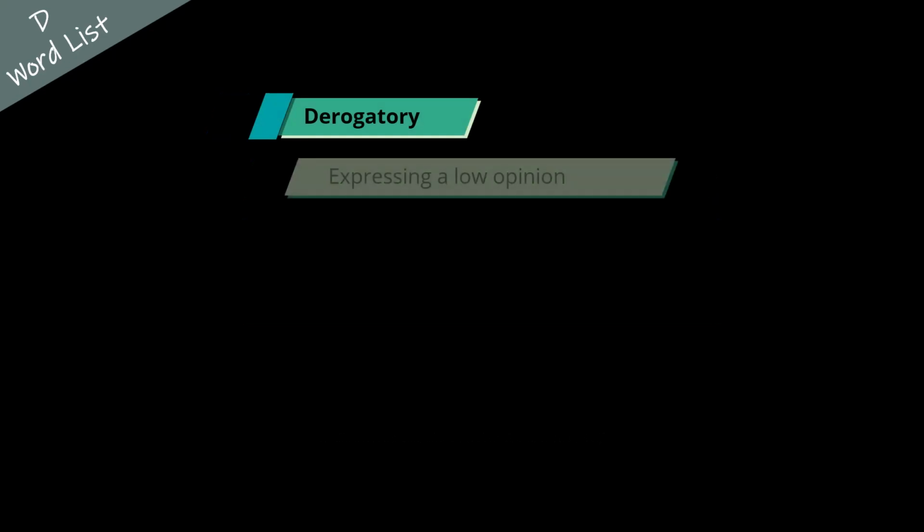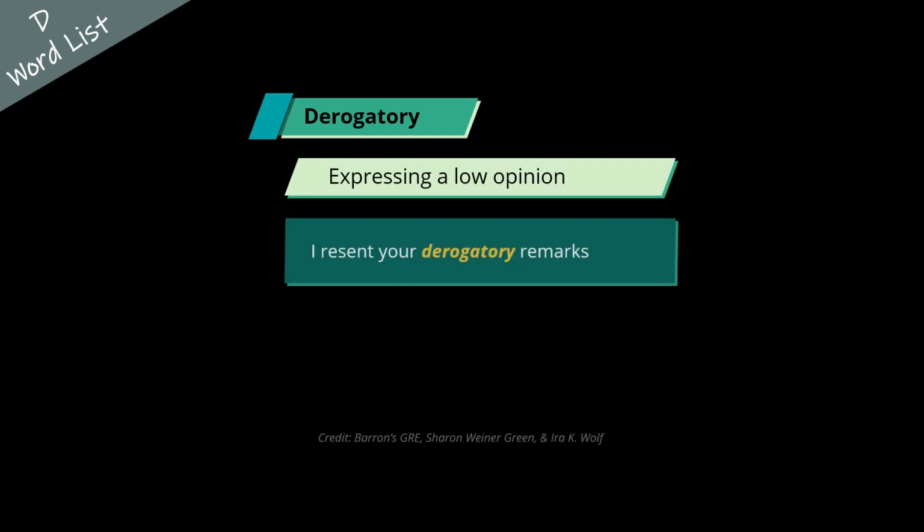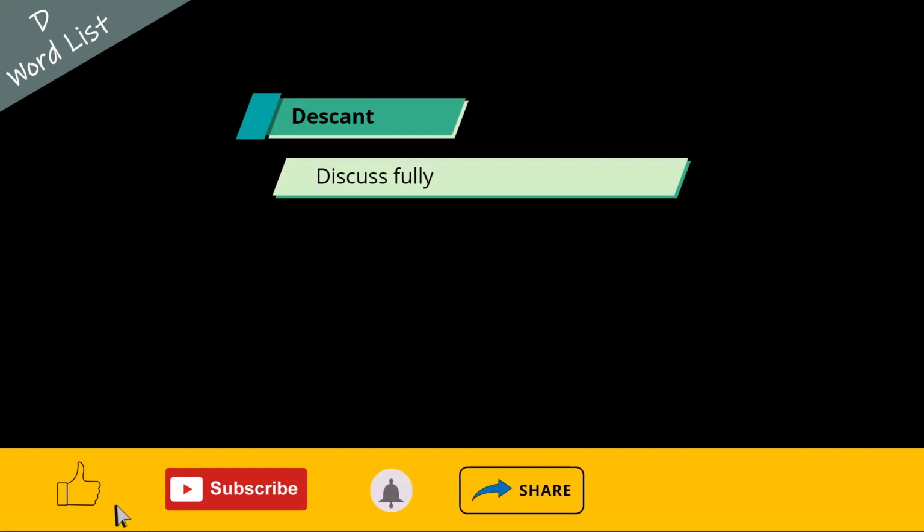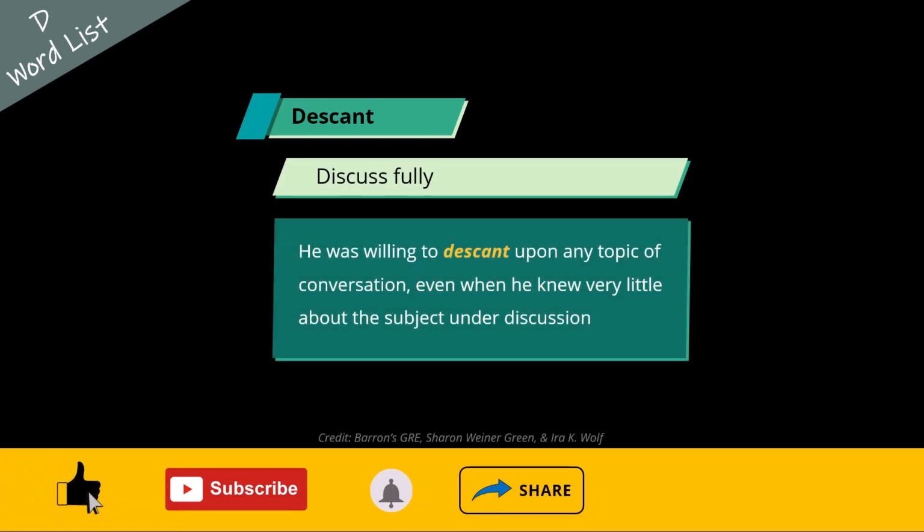Derogatory means expressing a low opinion. For example, I resent your derogatory remarks. Descant means discuss fully. For example, he was willing to descant upon any topic of conversation, even when he knew very little about the subject under discussion.